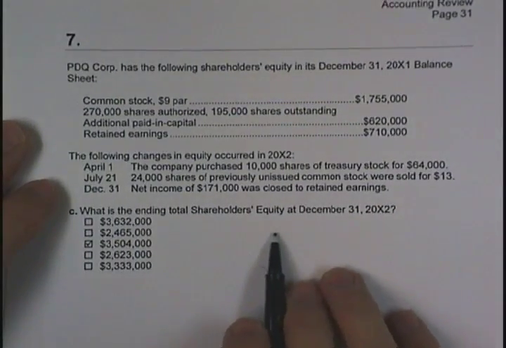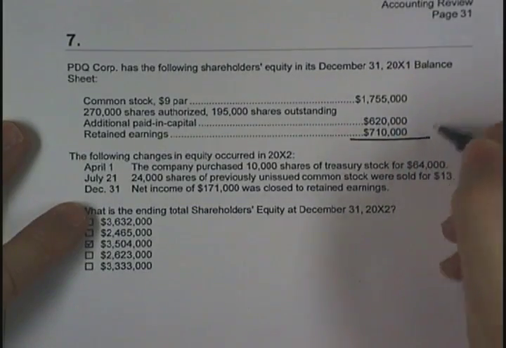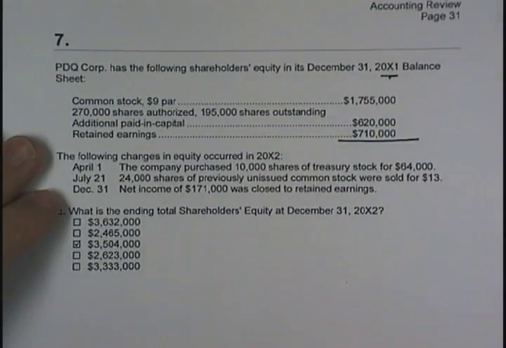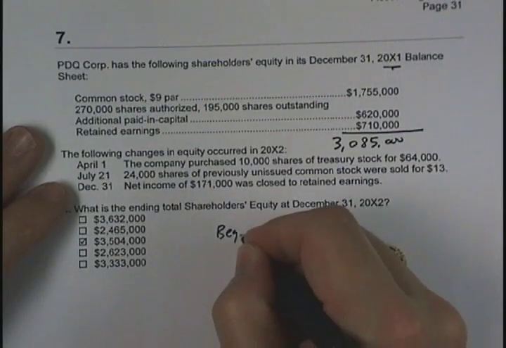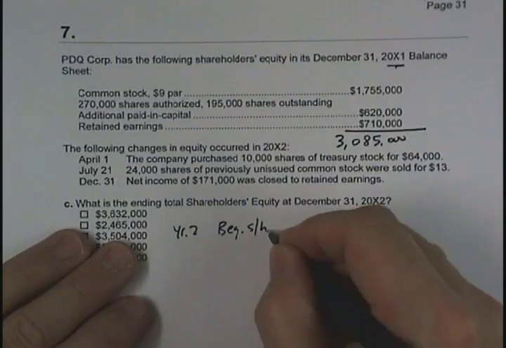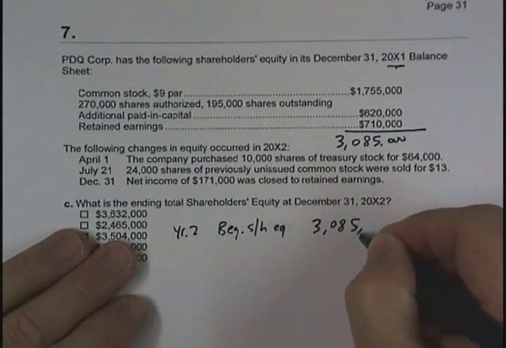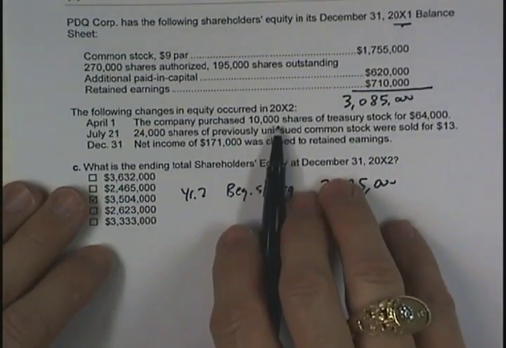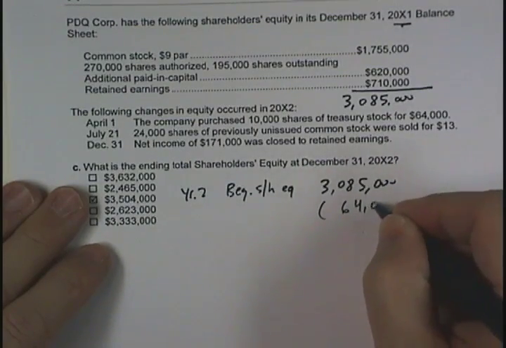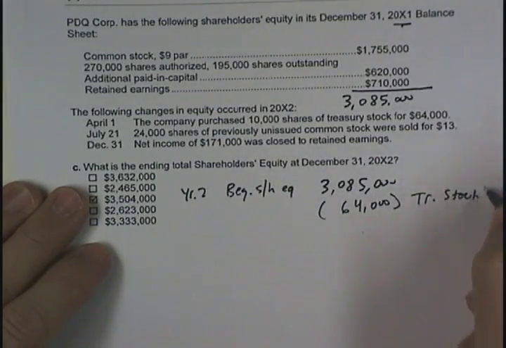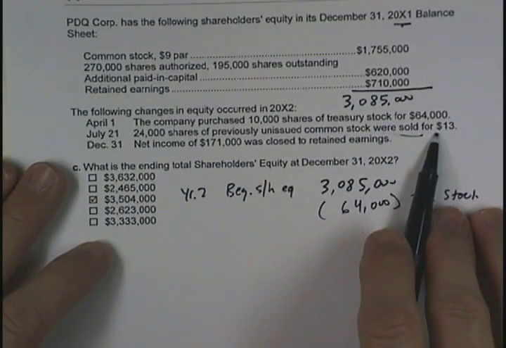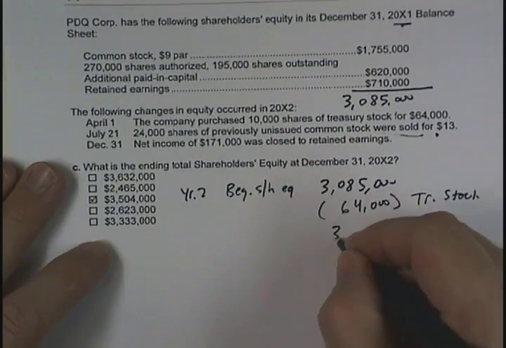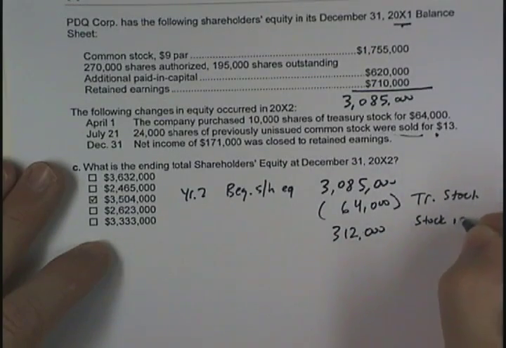Problem 7 continues by asking us what was the ending total shareholders' equity at the end of year 2. Well, let's see how much we had at the end of year 1. We had the common stock, paid-in capital, and retained earnings balances, which totaled $3,085,000. So we'll call that for year 2. We had beginning shareholders' equity where year 1 left off of $3,085,000. The company purchased 10,000 shares of treasury stock, which is going to decrease the equity by 64,000, and then they issued another 24,000 shares at $13 per share. So that totaled $312,000 of stock issued. The 24,000 at $13 per share.